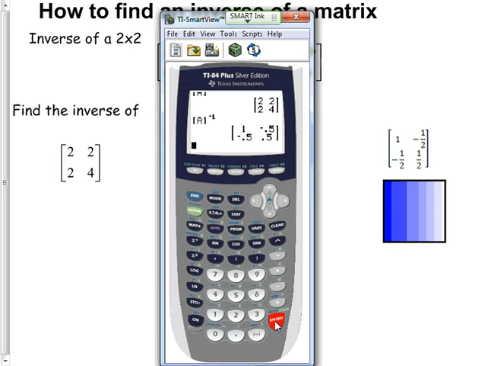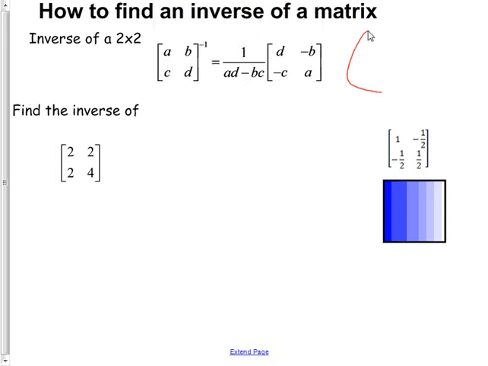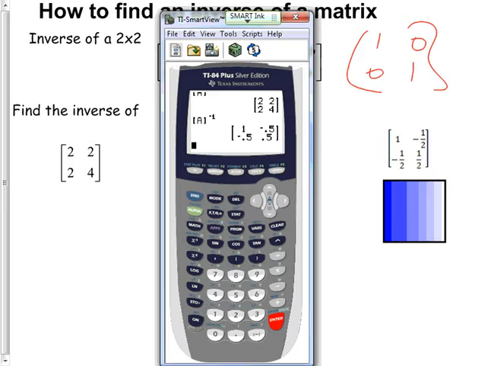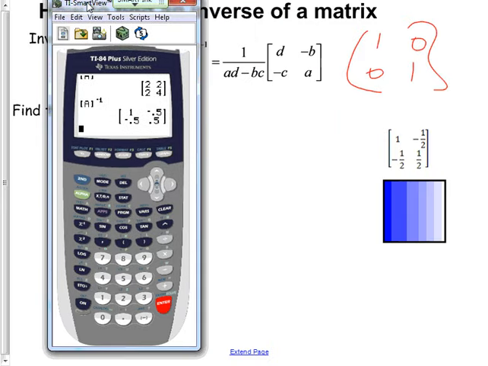Right? That's what inverses do. Times the two inverses together, you're supposed to get 1. But remember, the matrix version of 1 is the matrix that goes like this. That's what 1 is. So I want to prove to you we actually found the matrix of the inverse.